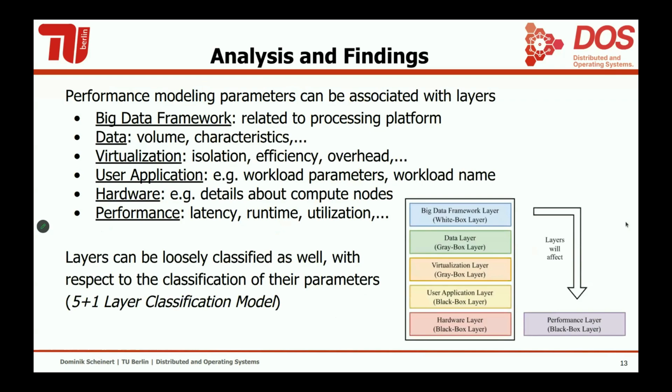All right. So after that, we have these parameters classified, and then, of course, we can associate these parameters also with different layers. So if we look at it from a bird's-eye perspective, then if we are running a particular workload, a big data workload, we do have some levels to it. We do have the big data framework itself. We do have the data, we do have maybe certain aspects related to virtualization, to the workload itself, which is here called user application, to the hardware, so the underlying infrastructure that is used, but also the performance, so the measurable outcomes and the golden signals.